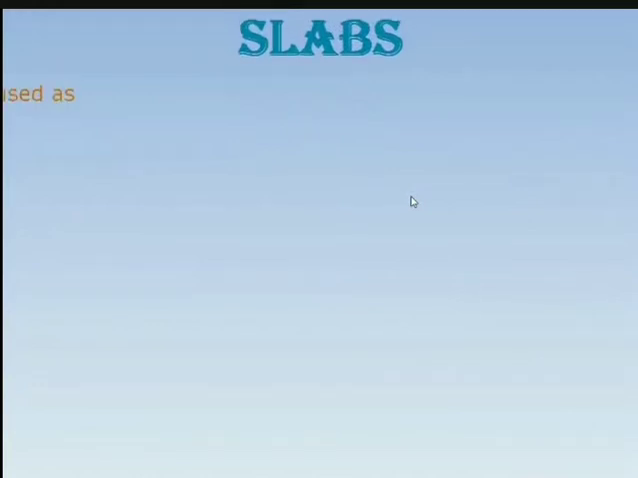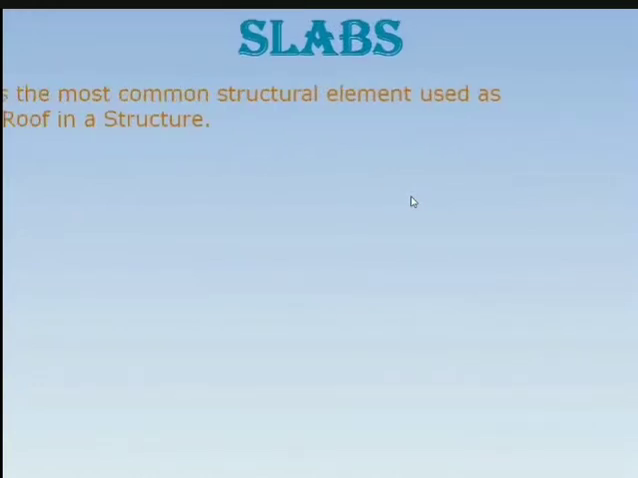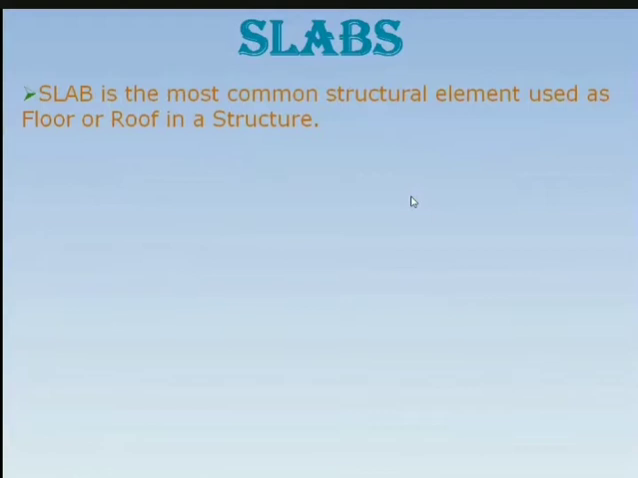So, slabs. Now, what is a slab? A slab is the most common structural element used as the floor or roof in a structure. Each and every building will have a slab element. It can be used as a floor, because if any other floor is above it, the slab below becomes a floor, whereas if it is the topmost level, it becomes a roof for the structure.